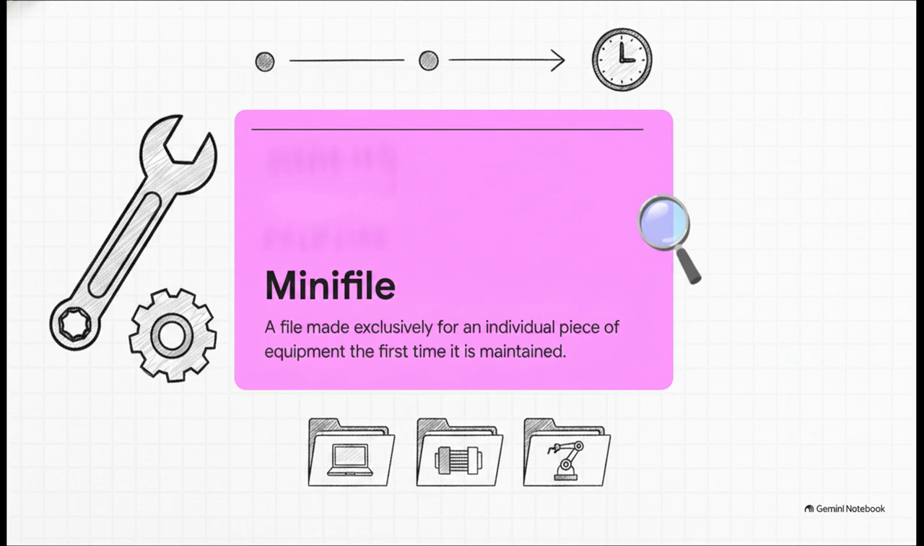A minifile is exactly what it sounds like. It's a file made exclusively for an individual piece of equipment the very first time it's maintained, or ideally, the moment it's purchased. The name minifile is highly deliberate here. It conveys the strict understanding that this file never ever groups multiple pieces of equipment together. It's an exclusive, dedicated home for one single component's history and nothing else.